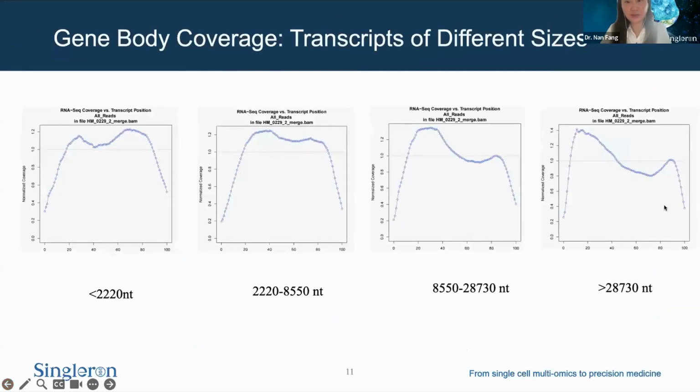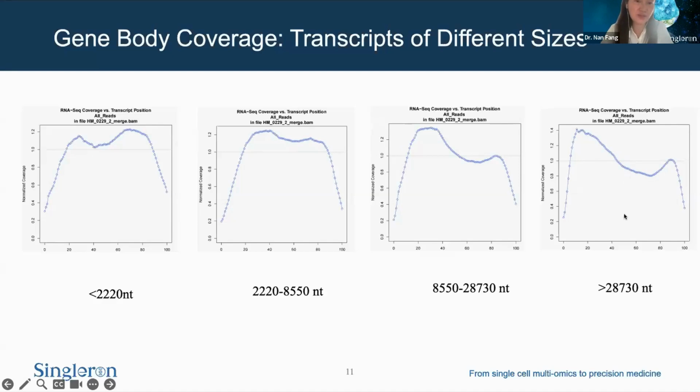I would like to get back to this slide and show you that even with very long transcripts of more than 28,000, which is actually already quite an extreme situation, if you look at the middle part of the gene, at the x-axis 50 position, you can still detect them. And it's at 0.8x coverage compared to the average coverage, but you can still detect them.